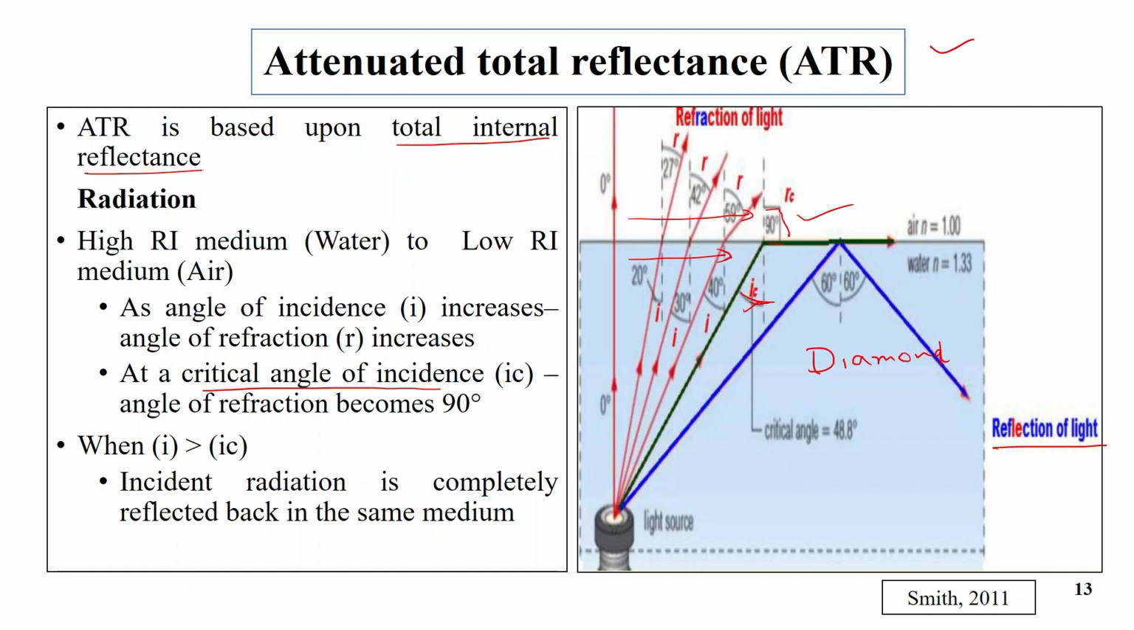So I'm repeating again. As we can see from the figure, whenever light enters from a medium of higher density to a medium of lower density, it gets reflected. As the angle of incidence increases, the angle of refraction also increases. At a particular angle of incidence, the angle of refraction becomes 90 degrees, and if the angle of incidence is greater than the critical angle, then the radiation is completely reflected back in the same medium. So here we can see the concept.